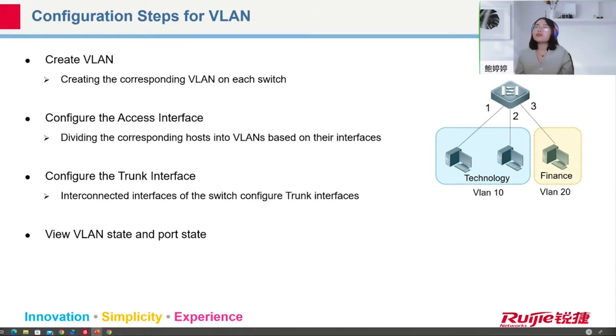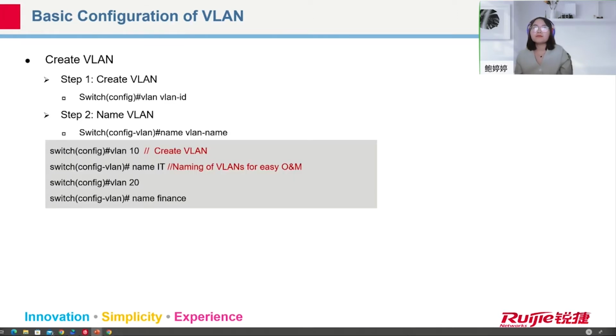The VLAN configuration is very easy. First, in config mode, create VLAN 10, and you can also give it a name. This is optional, which means if you don't add the name, it also works. But if you add the name, it's easier for us to do operation and maintenance. And VLAN 20 is named finance.